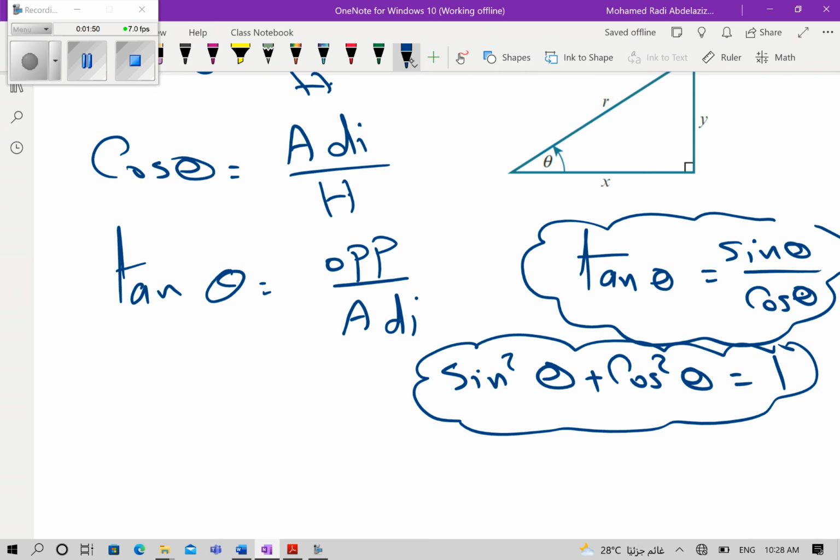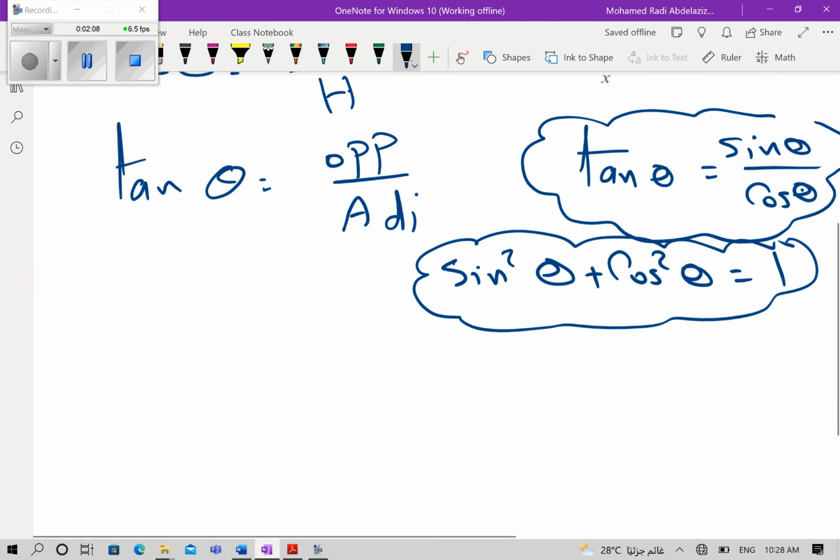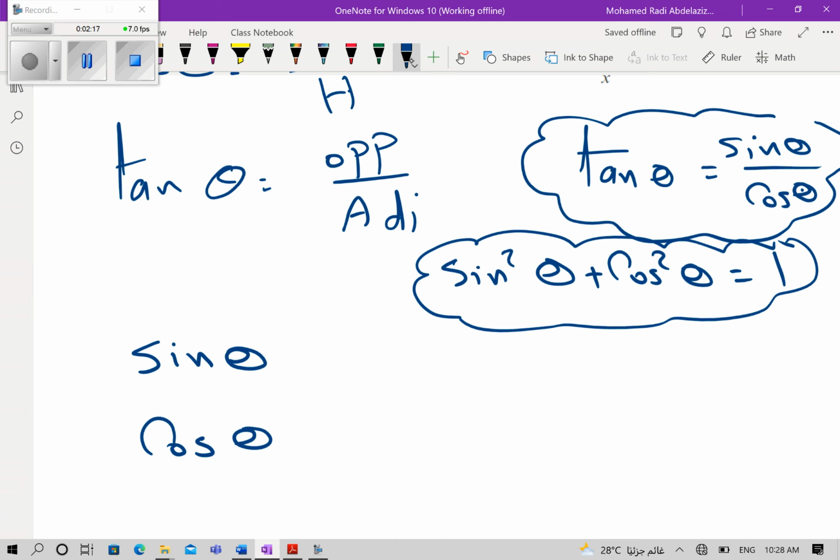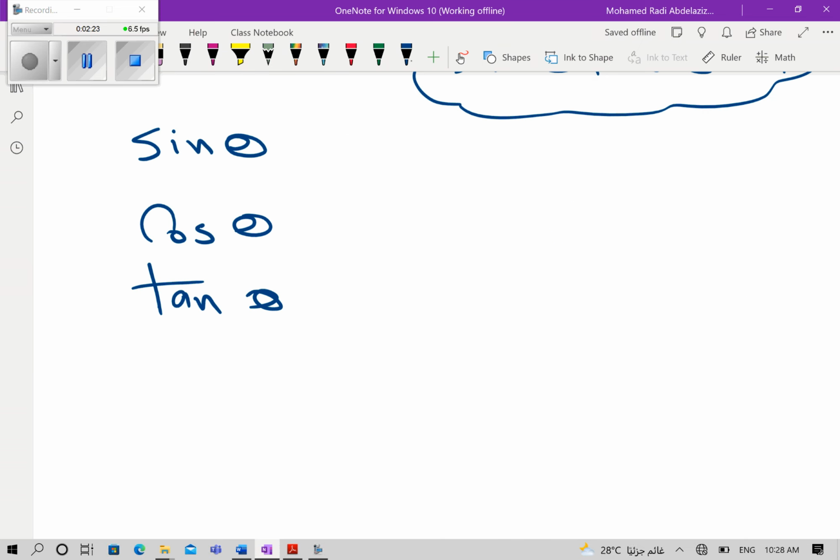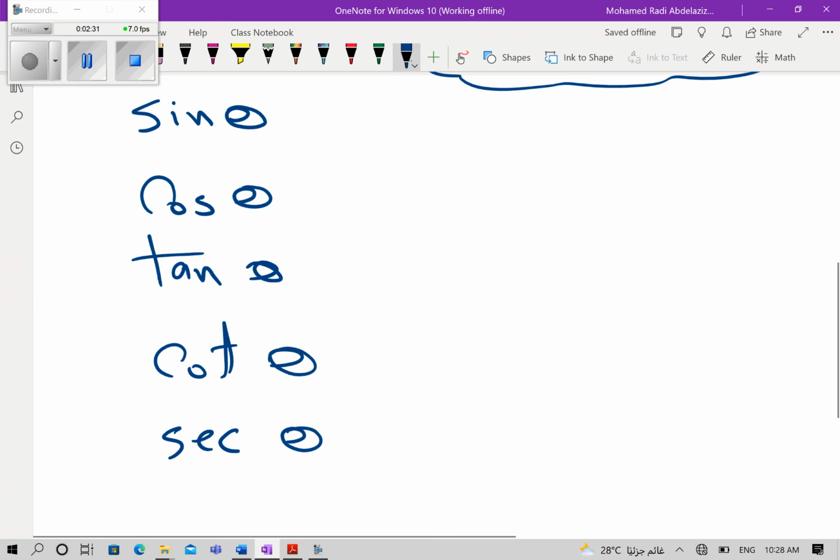Today, inshallah, we'll add another 3 trigonometric functions. The 3 trigonometric functions are reciprocals of the basic trigonometric ratios: sine, cosine, and tan. Now, we studied sine, cosine, and tan. We'll add another 3 trigonometric functions: cotan, sec, and cosec.